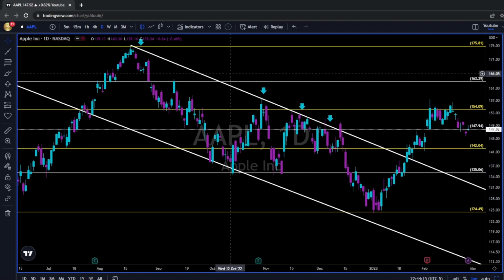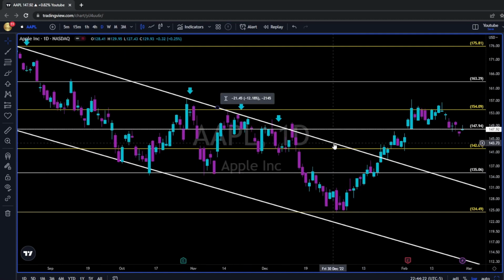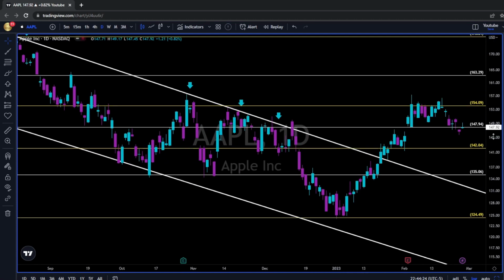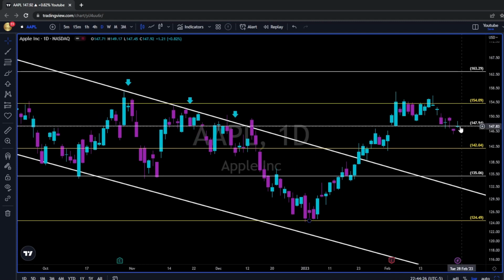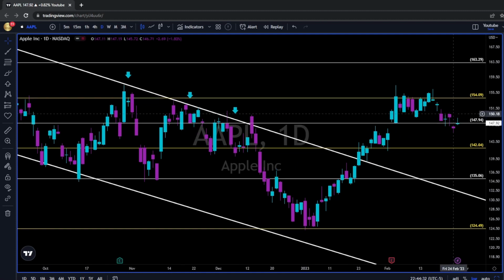retesting this trend line as support, because this trend line, look left, was a very strong resistance. So maybe it will act as support in the future. But for now, we are here, 148, dojis, indecision in the market. So we sit on our hands and wait for the market to decide.